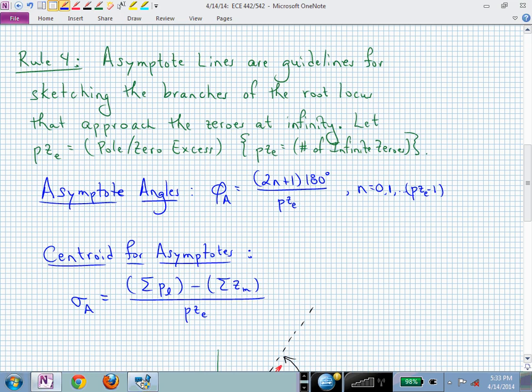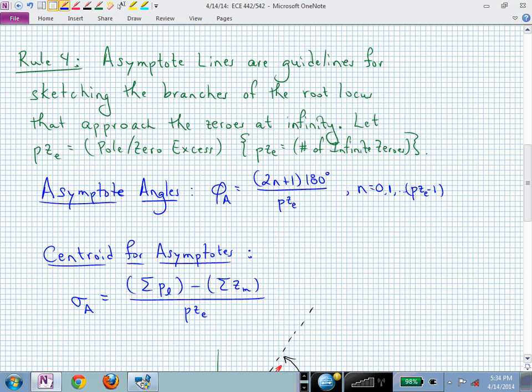We've already looked at these asymptote lines when we had a pole zero excess of 2. With 2 zeros at infinity, the fundamental asymptote angle becomes 180 divided by 2, or 90 degrees. If we have 3 zeros at infinity, 3 more poles than zeros, then we take 180 divided by 3, and the first asymptote goes off at 60 degrees. Basically, these asymptotes split your z-plane equally. They cut it up into pieces.